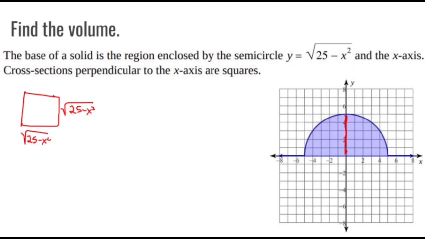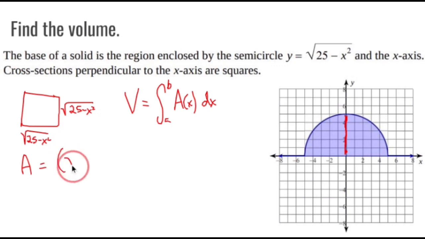Now, when you're solving one of these problems, the volume is found by taking the integral from the lower limit to the upper limit of the area of this particular shape. So we'll say that's called A of x dx. Now, the area for this particular shape is going to be a side squared, so the square root of 25 minus x squared, squared, which makes life really easy because a square and a square root cancel each other out, giving us just that right there.